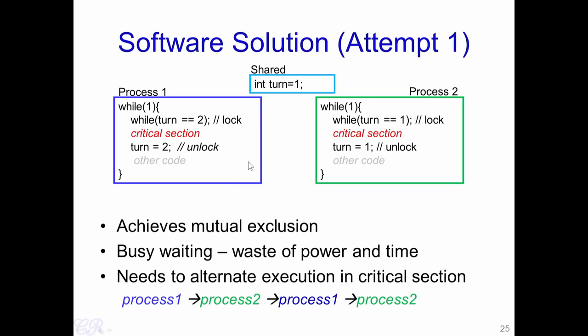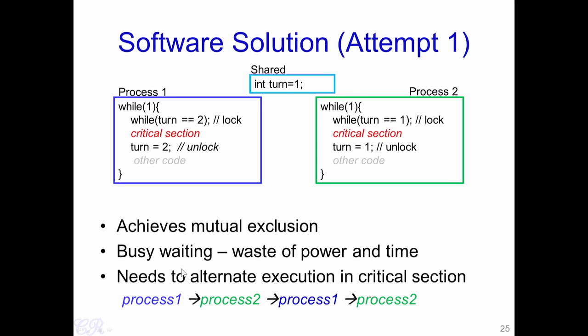Quite naturally, because the value of turn is shared between both the processes, and as we have seen, only one process could satisfy this while condition and break out from this while loop. Therefore, exactly one process would enter into the critical section at a given time. Therefore, this solution achieves mutual exclusion. However, there are two limitations of this solution.